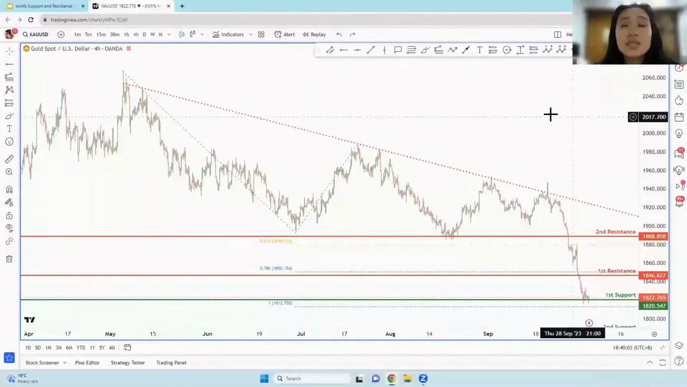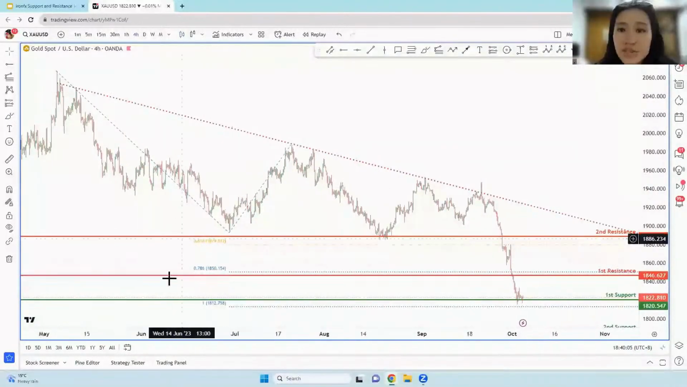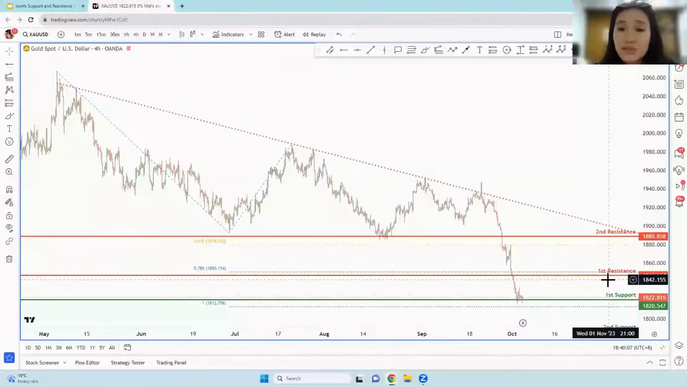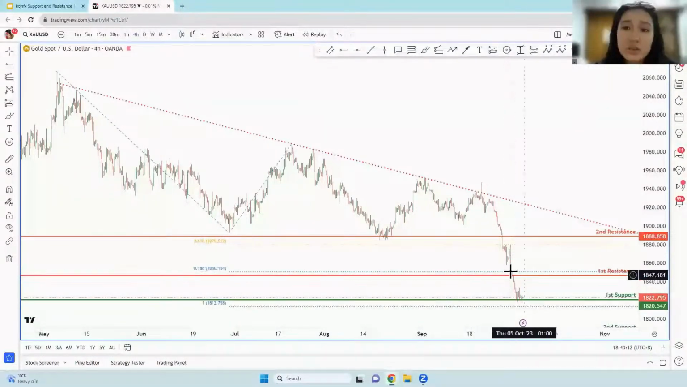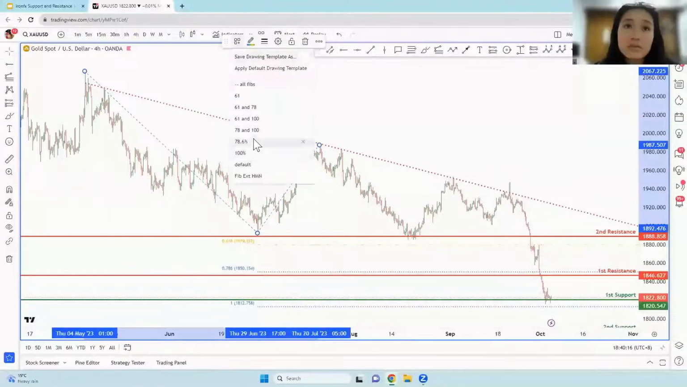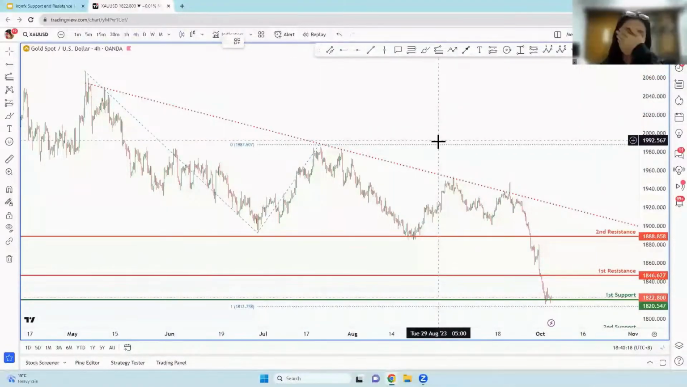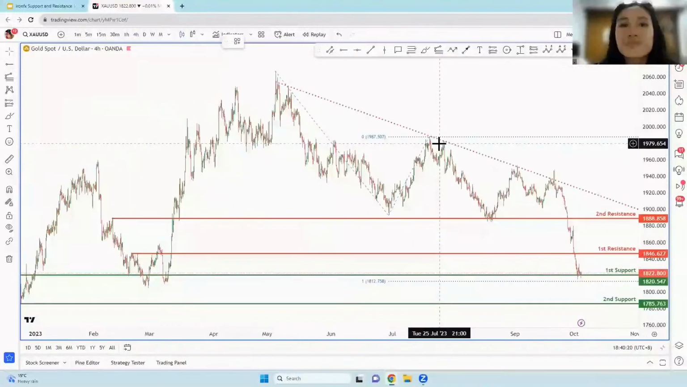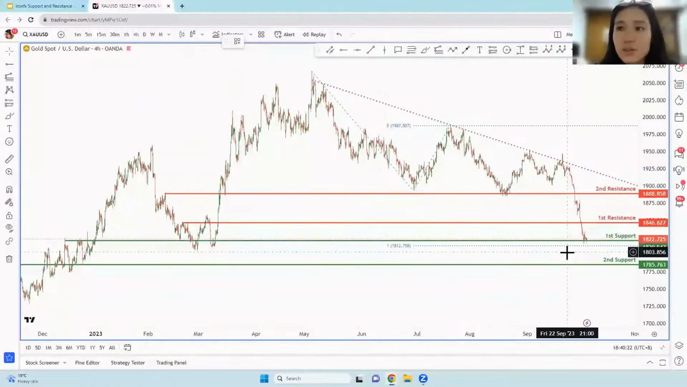Here, even though you can see my 78.6 lines up nicely with my first resistance, this is no longer valid because price has already broken out of the level. So I'm just going to keep my 100% here. That lines up with my first support.